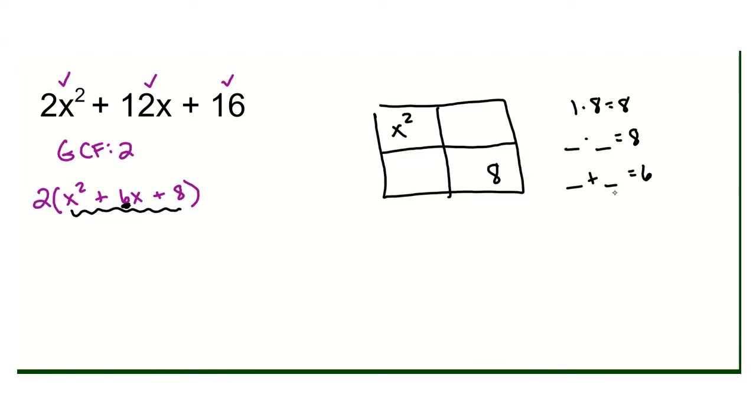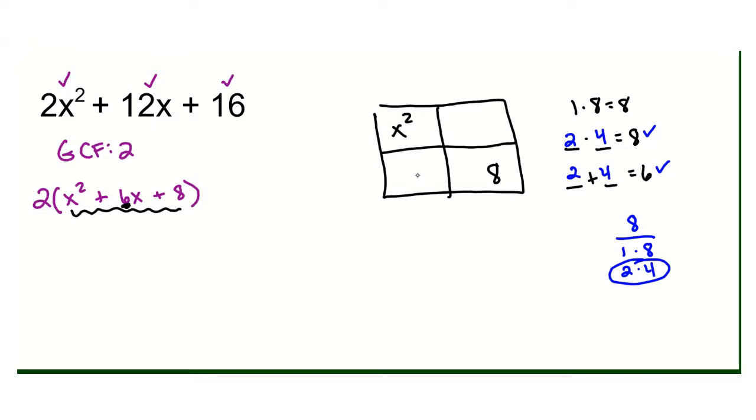If you're having a hard time finding the factors, I recommend that you write out your list. The factors of 8 are 1 and 8, and 2 and 4. So the factor pair that's going to work is 2 and 4, because 2 times 4 is 8 and 2 plus 4 is 6. Remember, the numbers that you put here need to be the same.